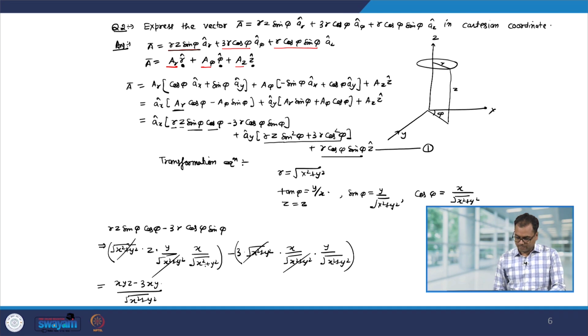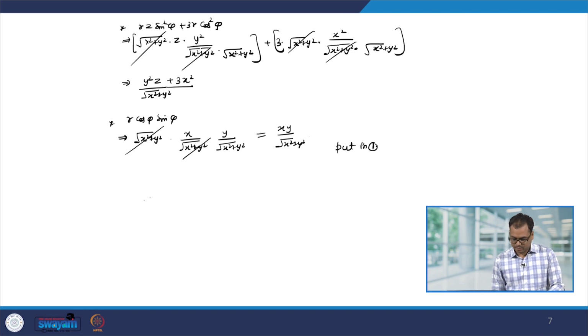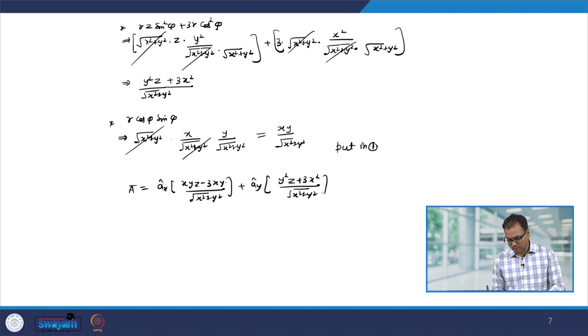So we get ax cap and then the coefficient xyz minus 3xy over square root x square plus y square, plus ay cap (y square z plus 3x square over square root x square plus y square), plus az cap xy over square root x square plus y square.